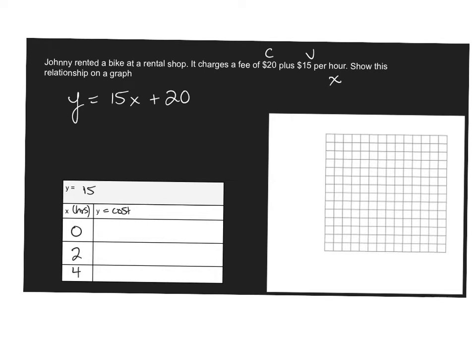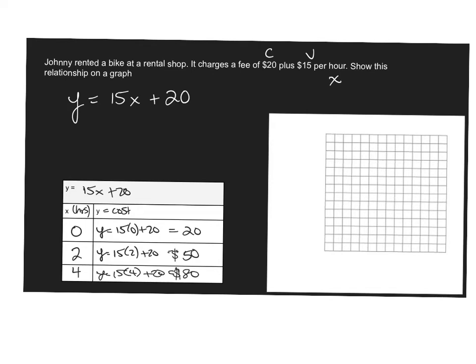So our equation is 15x plus 20, and let's solve. 15 times 0 plus 20 is 20 bucks. This is 15 times 2 plus 20. 15 times 2 is 30, so plus 20 more is 50. And then 4 hours here: 15 times 4 plus 20, so 15 times 4 is 60, and plus 20 is $80.